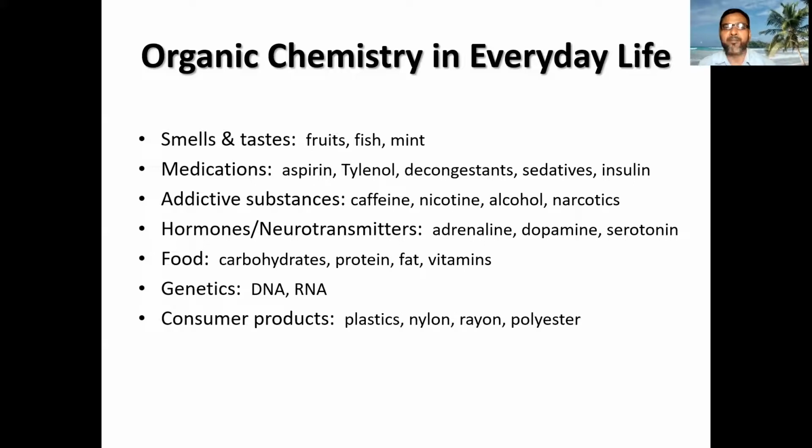Now, my friend, you can see the hormones and neurotransmitters, adrenaline, dopamine, serotonin. My friends, food. You know, carbohydrates, protein, fat, vitamins. My friend, you know the genetics, DNA, deoxyribonucleic acid, and RNA, ribonucleic acid. Now, friends, you know the consumer products like plastics, nylon, rayon, and polyesters. From these examples, now I think you are interested to learn organic chemistry.